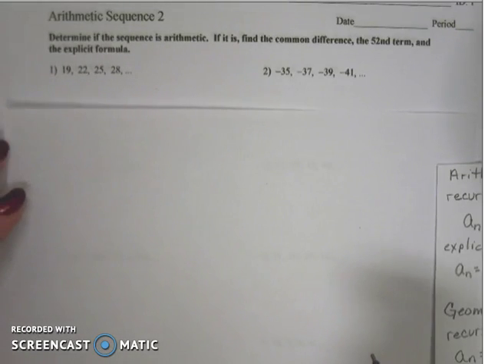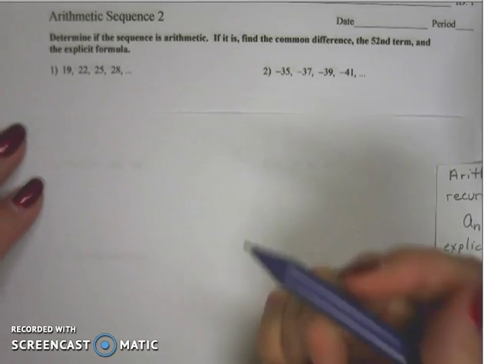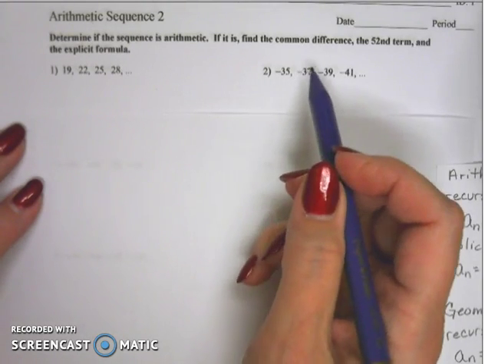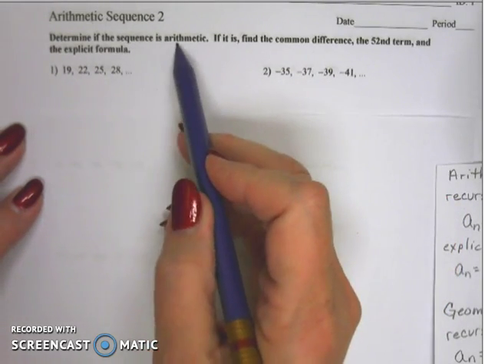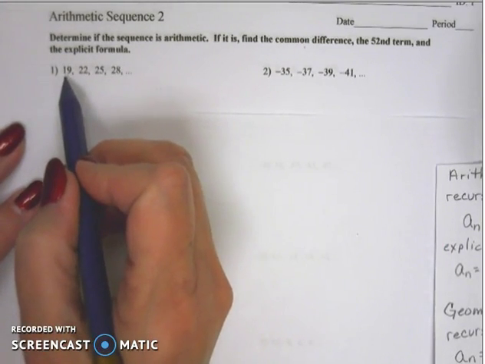Okay, we're going to review arithmetic sequences. The first thing that you have to do is determine if it is an arithmetic sequence and what the common difference is. Is it arithmetic, and what's the common difference?